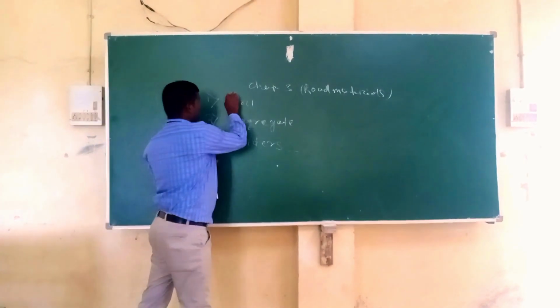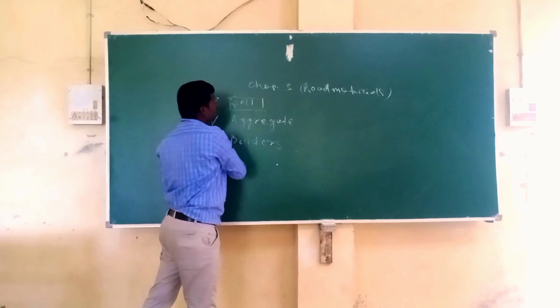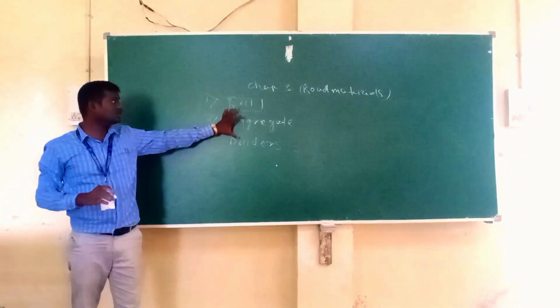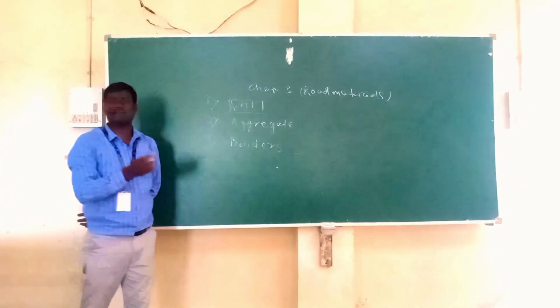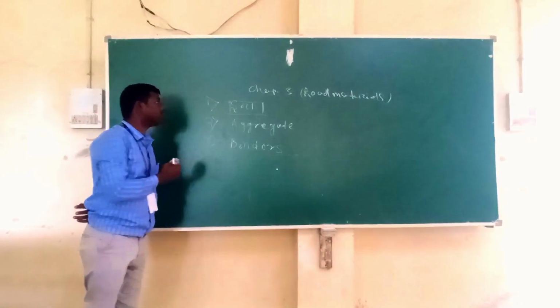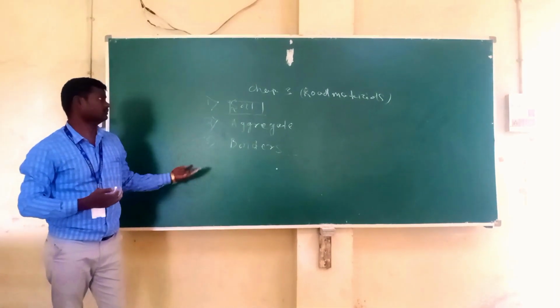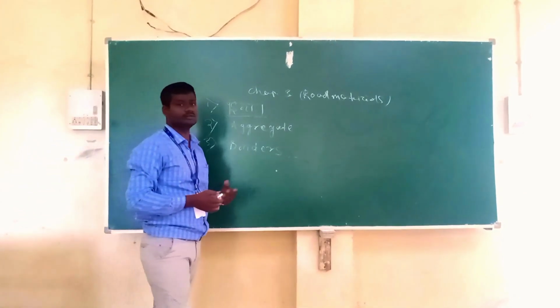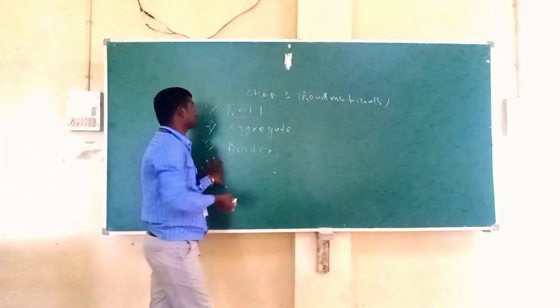Okay. First we have to discuss about soil. What is soil? Soil is a disintegration of the rocks or rock cycles. It is called the weathering of physical and chemical action of the environment.